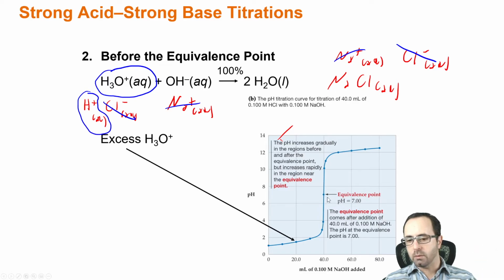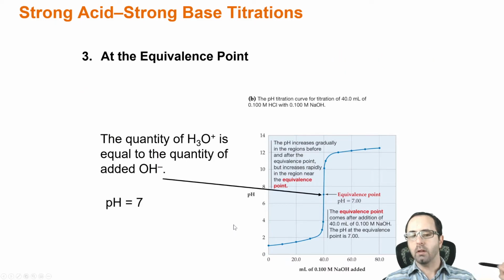Once we get to the equivalence point, pH will be 7. So here we still have excess hydronium. We have not added enough hydroxide to neutralize it, and so the pH is rising, but still slowly. Finally, we reach the equivalence point. Here, the H3O plus and the hydroxide have completely neutralized each other to make water. Water's pH is 7, so the equivalence point for a strong acid, strong base titration occurs at pH 7.